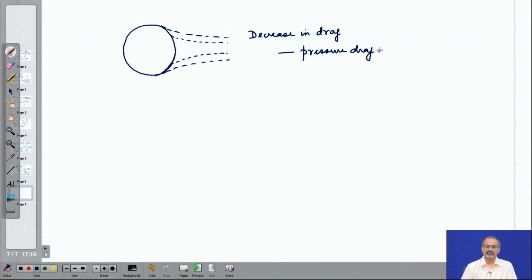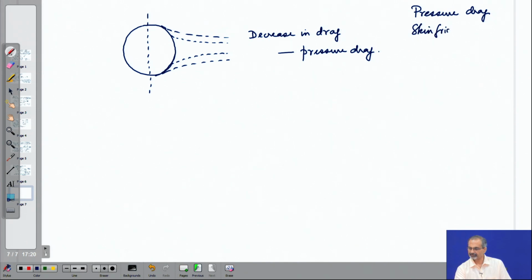What do we mean by that? We mean this, that why is drag occurring over here? It's occurring due to two sources. One is pressure drag, another is skin friction drag. The pressure drag is occurring because of an imbalance in pressure between the front half of the cylinder and the rear half of the cylinder.